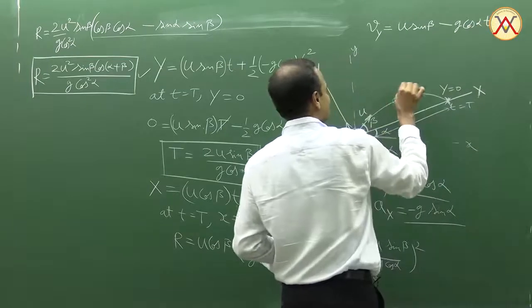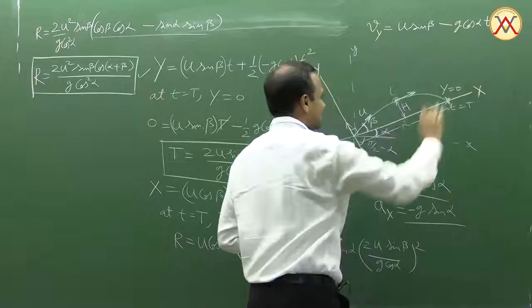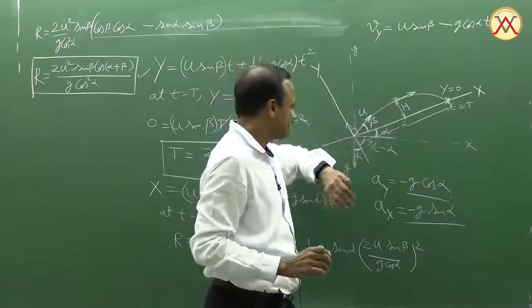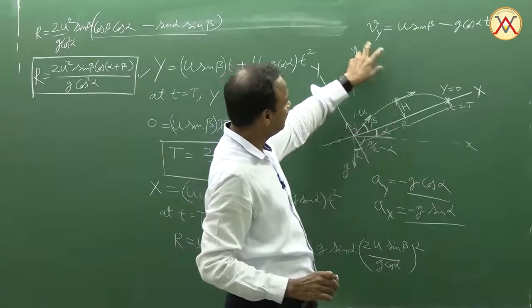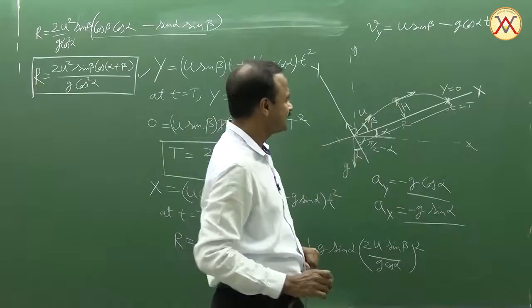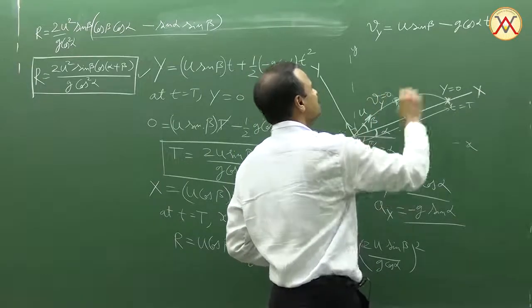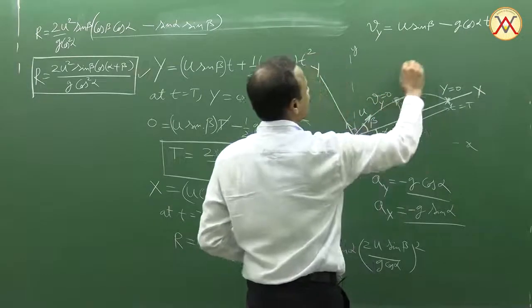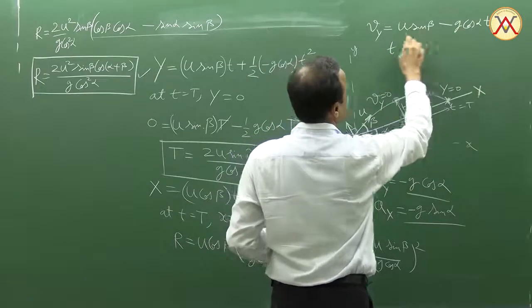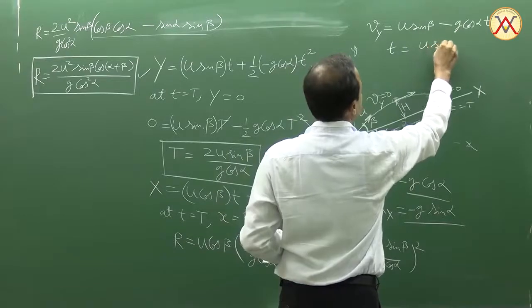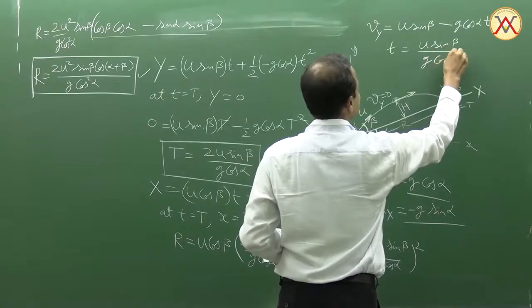T is the time, a general time. This is a general result for the y component of velocity. Now at this point, I will put Vy equal to 0. Here at this point I have Vy equal to 0. So if I put Vy equal to 0, I can get the time as u sine beta upon g cos alpha.